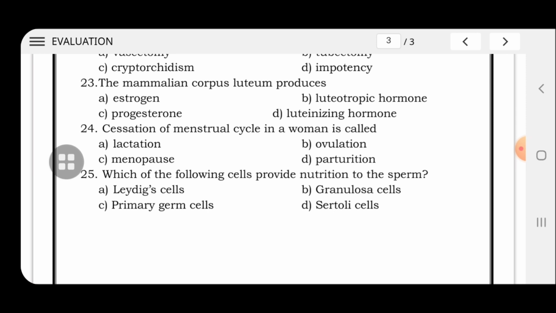Cessation of the menstrual cycle in a woman is called. At the age of 45 to 50, a woman fails to produce eggs anymore. That condition is called menopause. So here the answer is menopause.